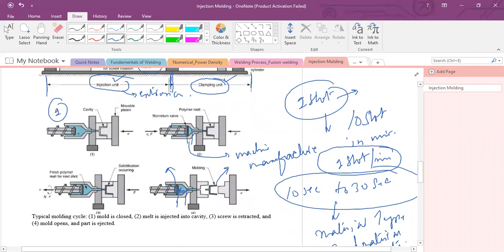This is the first step: molten material is melting here inside the barrel. In the second step, this screw is injecting the molten material inside the cavity. The force is applied to close the mold, and this force is applied from the screw. In the third step, solidification occurs, right? And the screw will retract in the backward direction. In the last step, ejector pins will be used to open the mold and take out the produced part from the mold cavity. This is the fourth part.